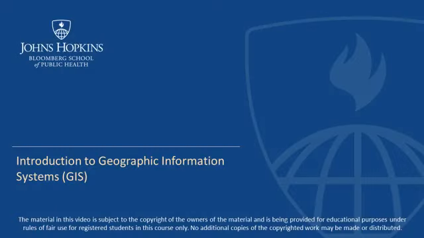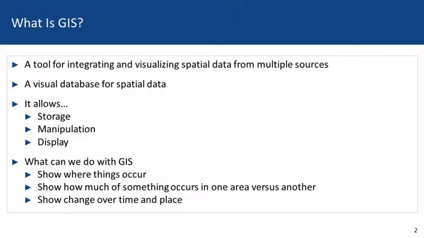Let's now talk about Geographic Information Systems, or GIS. GIS is a tool for integrating and visualizing spatial data from multiple sources. A visual database for spatial data that allows storage, manipulation, as well as display. What can we do with GIS?